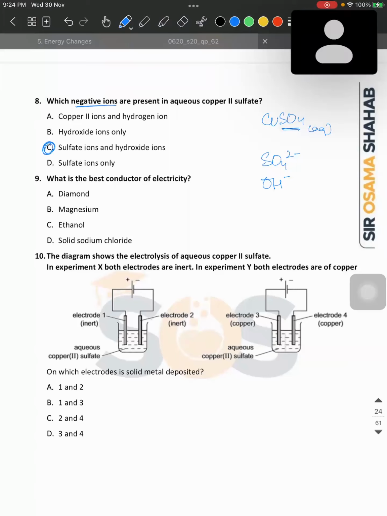Yes, sir. Then in question number 9, they're asking what is the best conductor of electricity, and we know that metals are the best conductors of electricity. That is why we are using them in wires, right? So there's a solid ionic compound. This cannot be a conductor. Ethanol cannot be the conductor. Diamond cannot be the conductor. The best and the only conductor over here is magnesium, right?